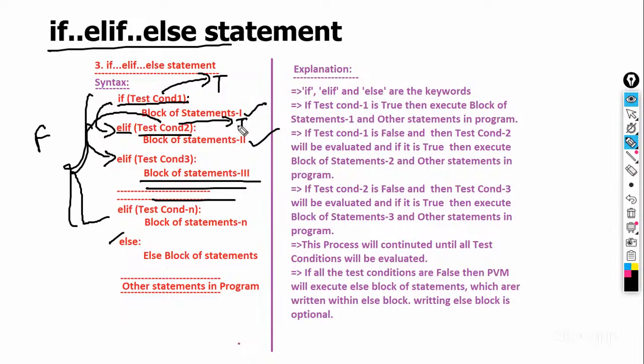Yes. Now let us understand the explanation for the syntax that we have here. Within the syntax, we are using three keywords. What are they? If, elif, and else. How many keywords do we have in Python? In the recent updated version of Python, it is 3.13. How many keywords do we have? 35?